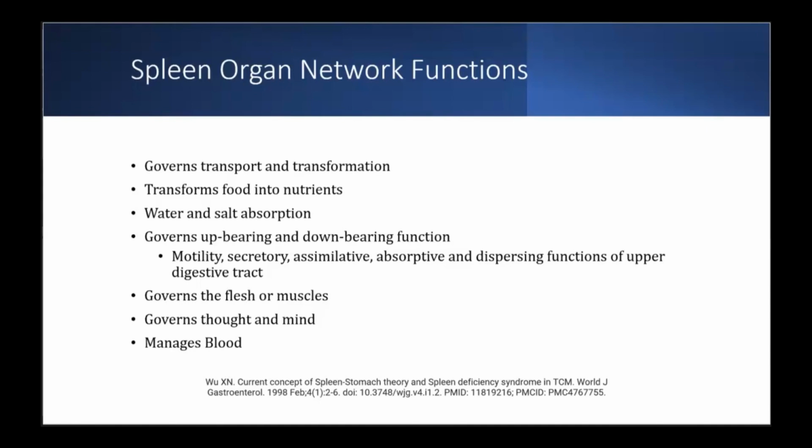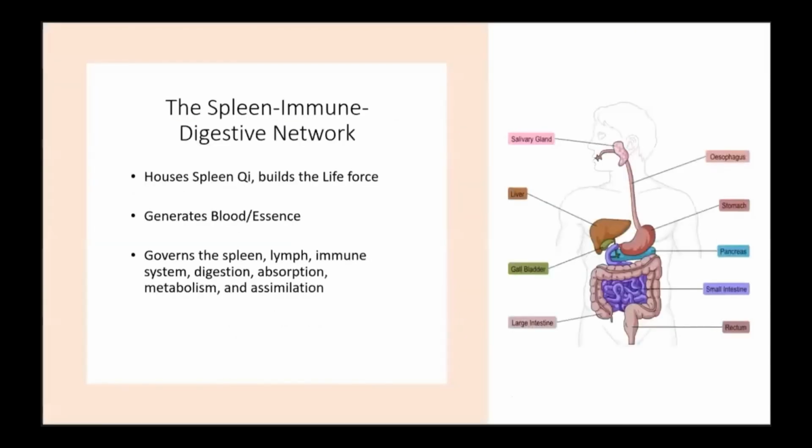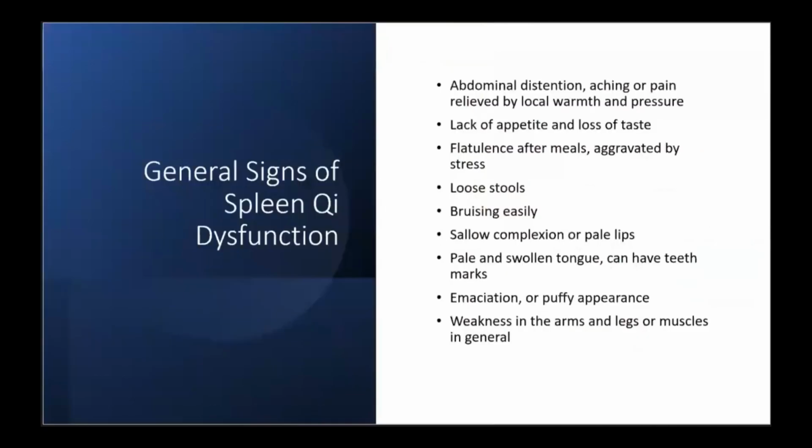It governs thought and mind and manages the blood. And if you take it a little bit further in its relationship to the immune system, it's the spleen immune digestive network. Think of all those together. It generates blood in essence. Again, it's taking from the food that we eat and distilling out of it the blood and the essence that we need to keep us going. It houses the spleen qi, right? This central life force, and it governs all these aspects of immune function: spleen, lymph, immune, digestion, absorption, metabolism, assimilation.